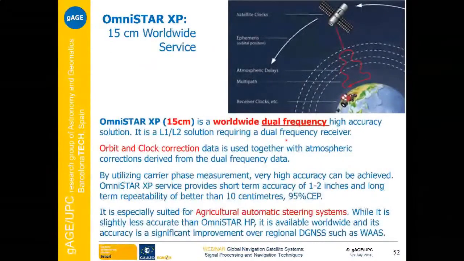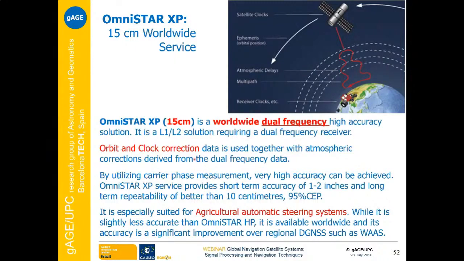The second one is OmniStar XP. This is worldwide, and it needs dual frequency. And as you can imagine, this corresponds to PPP, precise point positioning, where we need precise orbits and clock corrections in order to perform this PPP, and the accuracy is at the decimeter level.